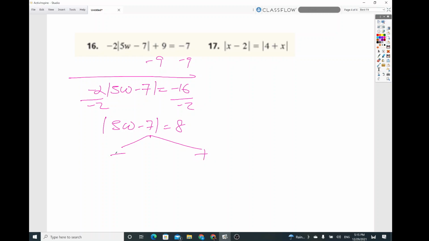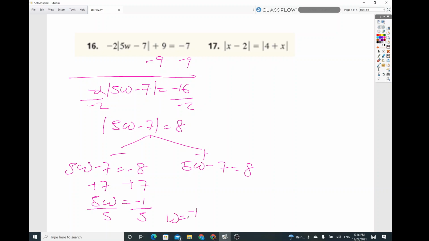So coming from the left, which is negative, 5w minus 7 equals negative 8. And then the other side right here, 5w minus 7 equals 8. Let me just rewrite this part right here. And then you want to solve for those two equations. So add 7 both sides. So we do have 5w equals negative 1. Divided by 5, so we got w equals negative 1/5.